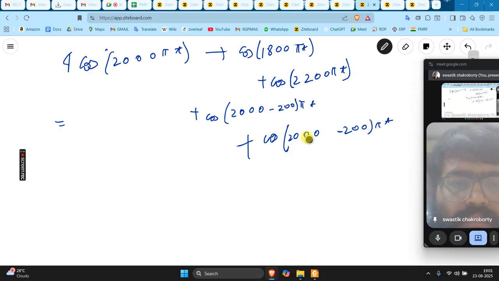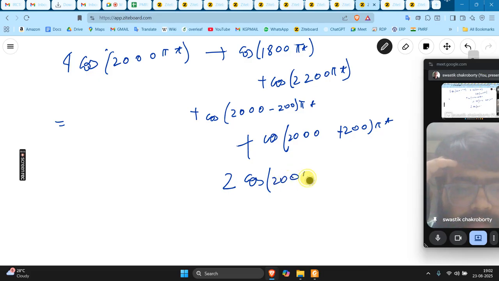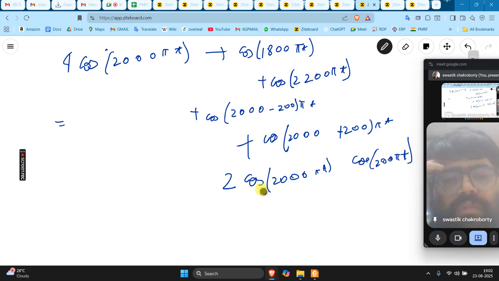Now cos a minus b and this is cos a plus b. So together they form 2 cos a cos b. So this will just become 2 cos 2000 pi t into cos 200 pi t. So this will just become 4 cos 2000 pi t.